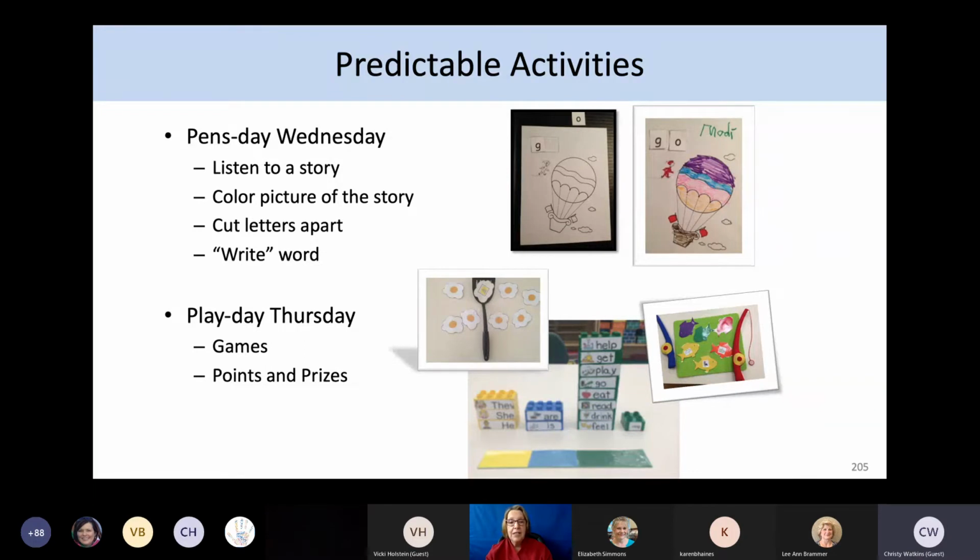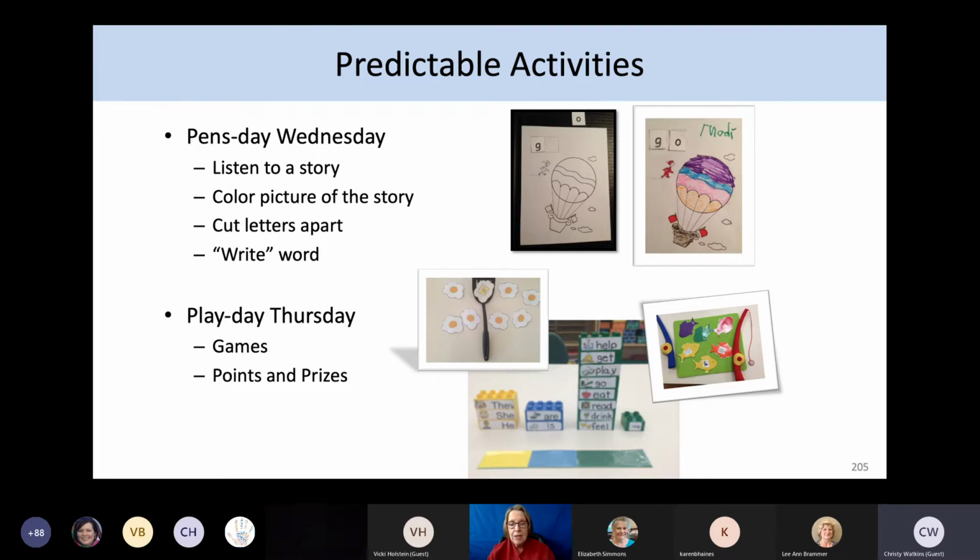Play Day Thursday is a day where they get to do all sorts of play activities, where they might do games. You can choose a game to play with, where they do all sorts of activities where they can get points and win prizes. By Thursday, Maureen is hoping kids have gotten to the part that they can start knowing what their word of the week is. They can start generalizing it.